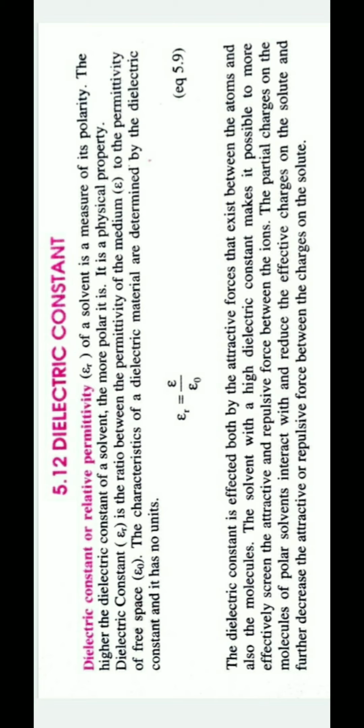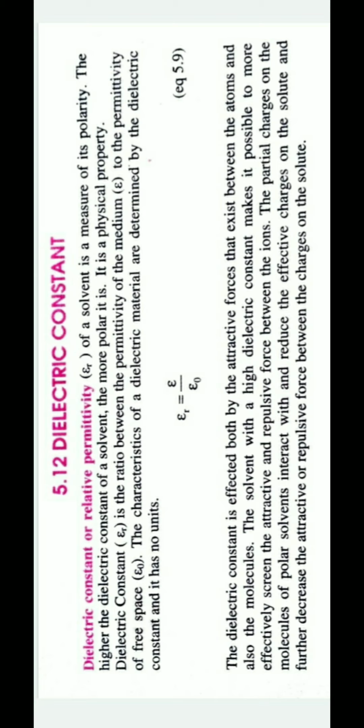The dielectric constant is affected by the attraction force between the atoms and between the molecules. A solvent with a high dielectric constant makes it possible to more effectively screen the attractive and repulsive forces between the ions. So if a solvent has a high dielectric constant, it is more effective at screening the repulsive and attractive forces between the ions.